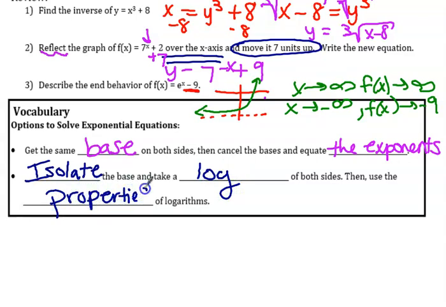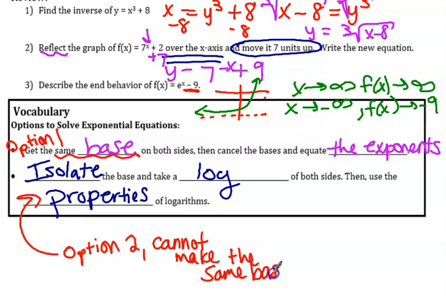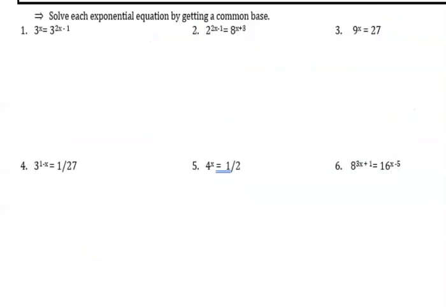Just so you guys know, this is option 1, if you can make the same base. This is option 2, if you cannot make the same bases. I would not take a log of both sides unless you really have to. We want to, as best we can, get the same base on both sides. All right, so let's try this out.